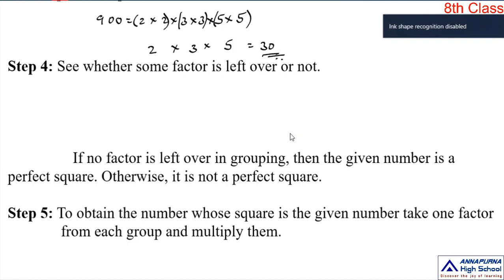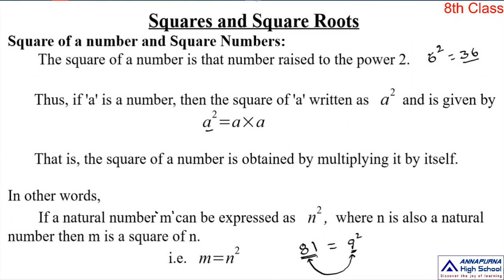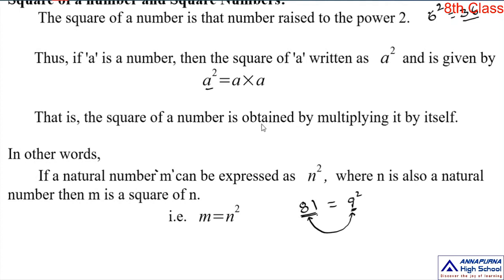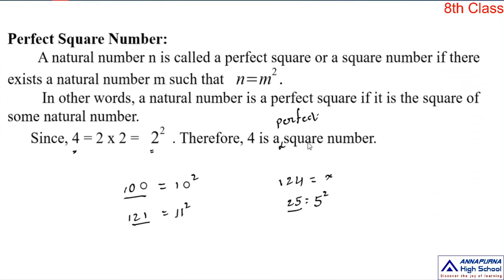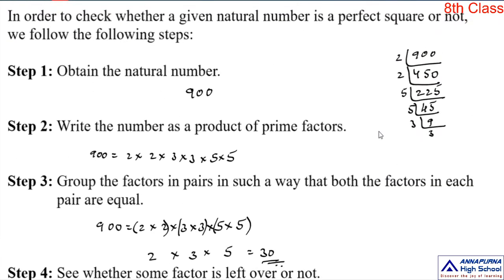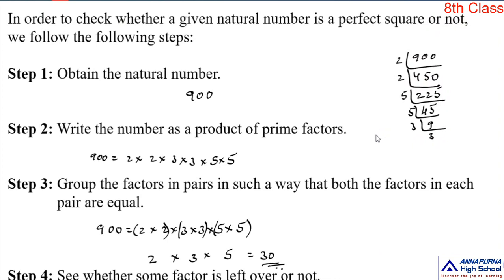Once we recall, what is the square of a number? The square of a number is obtained by multiplying it by itself. That means if you multiply a number 2 times, the result is called the square of that number. Is it clear? And what is a perfect square number? If you express any natural number as a square of another natural number, that number is a perfect square number. And these are the steps we follow to verify whether a given natural number is a perfect square number or not.